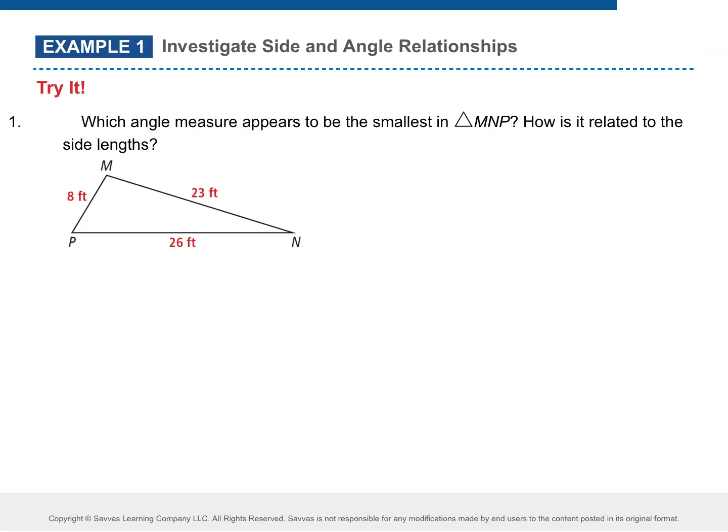So example 1, I want you to write the angles from smallest to largest. Okay, so always start with the smallest side since we're going from smallest angle to the largest. What is my smallest side length? MP, which is 8. What angle is opposite of 8? N. So N is my smallest. What one would be next? Yep, 23 is next, so it would be P. And then what's my largest angle? M.